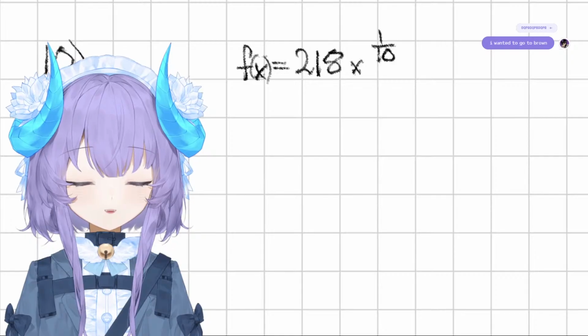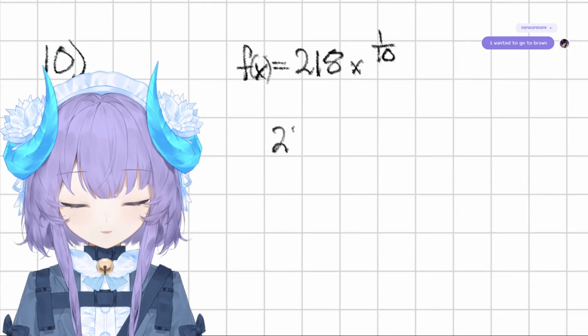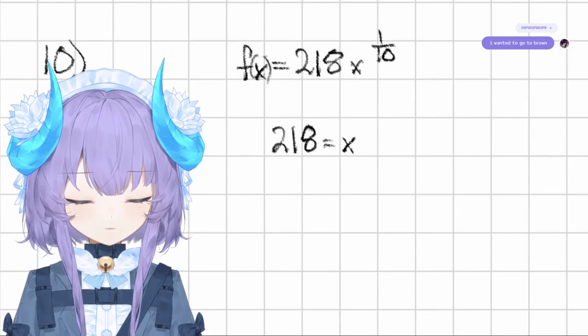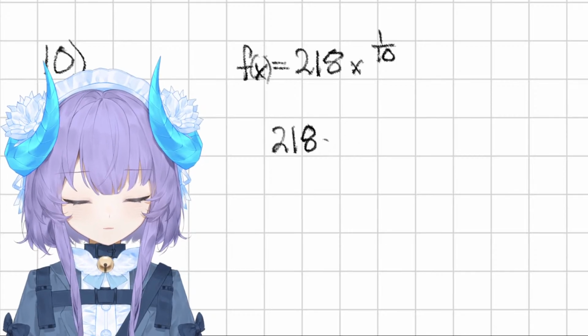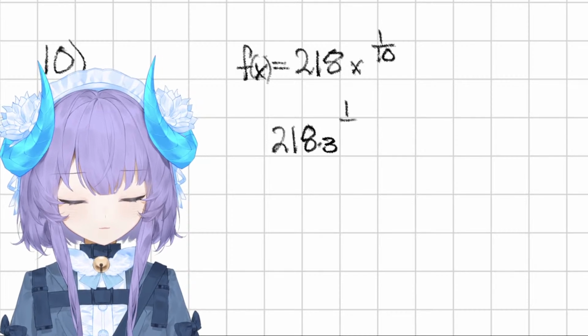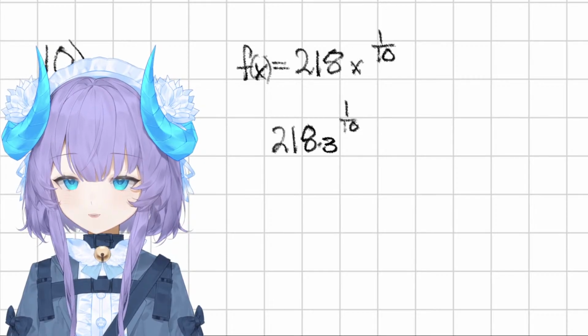Okay, so 2013, so we put in 3 for x. That's not how you write that. Why did I make 3 the size of how I write x?